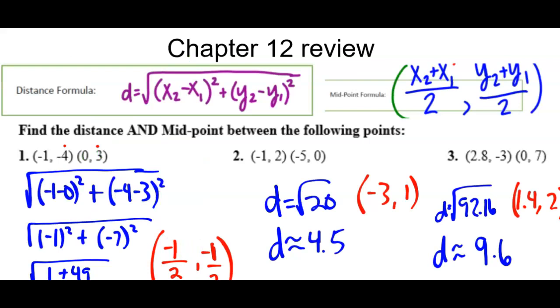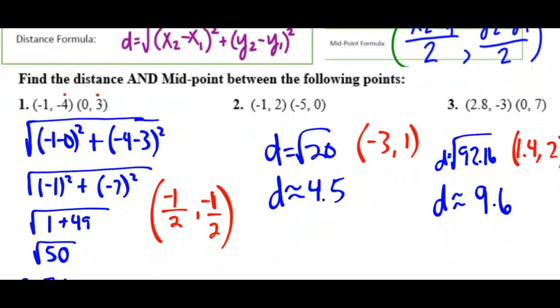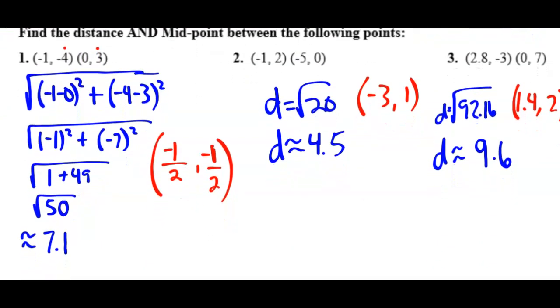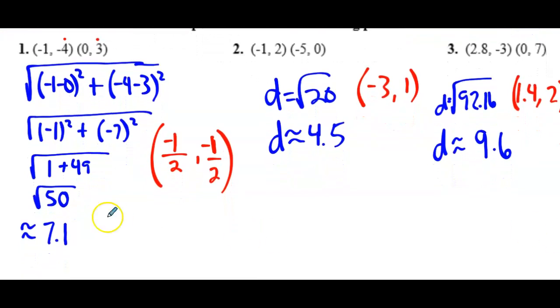The rest of your midpoints and distances should be this. Approximately 7.1 for that first one, which we did. For number 2, you should get approximately 4.5. You should have had the square root of 20 underneath. -3 and 1 for your midpoint. 9.6 for your distance for number 3, and 1.4 and 2 would be your midpoint.